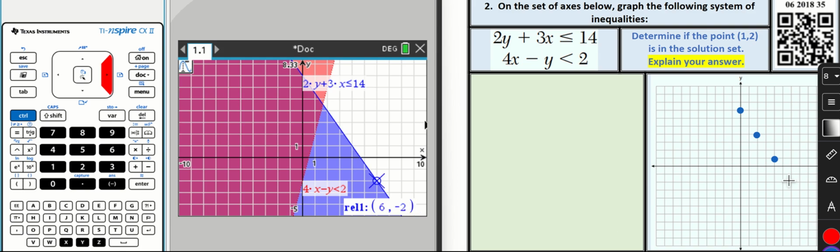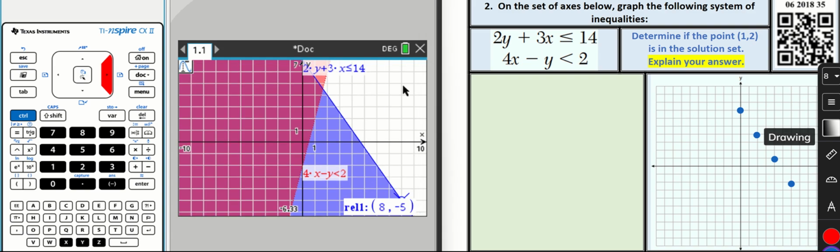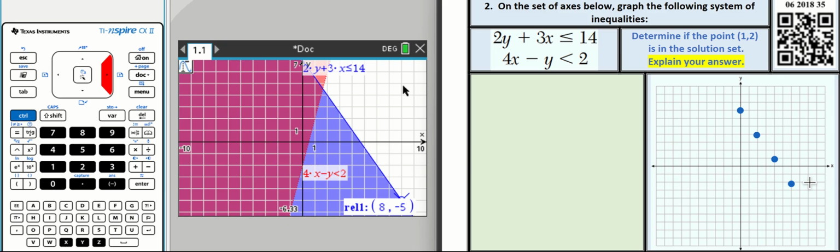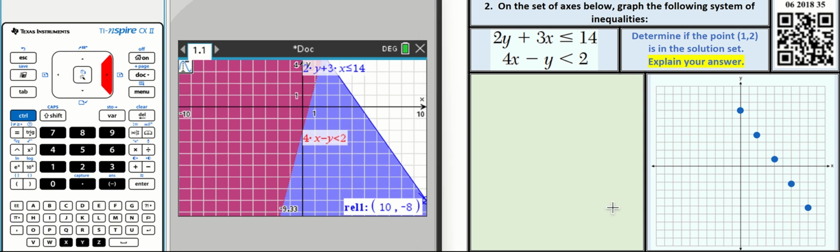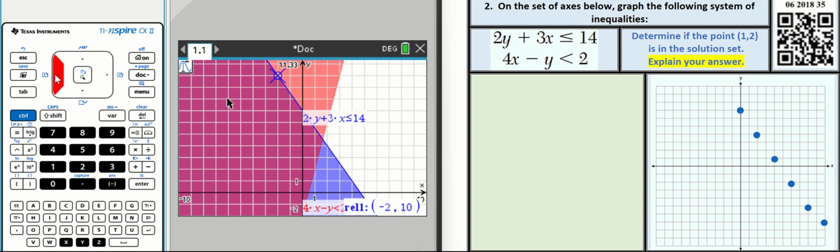6, negative 2. 4, 5, 6. Negative 2. 8, negative 5. 2 more. And negative 5. 3, 4, 5. And 10, negative 8. Right here. And then on the other side, right, we want to continue. Make sure it covers as many points as we can put on here.